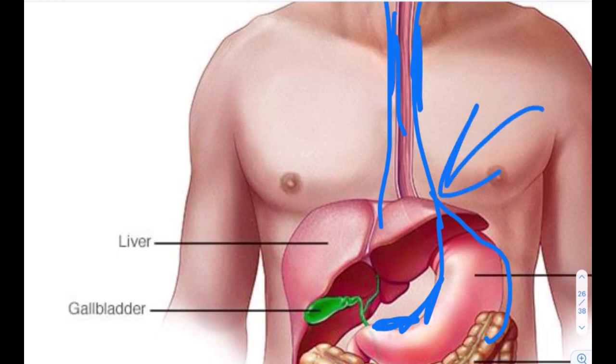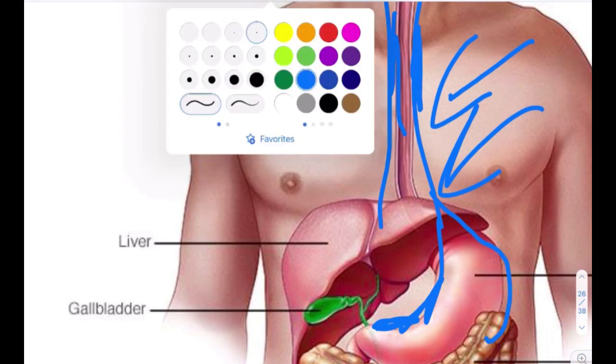And then communicating with them is the extrinsic component, the parasympathetic and the sympathetic divisions of the autonomic nervous system.